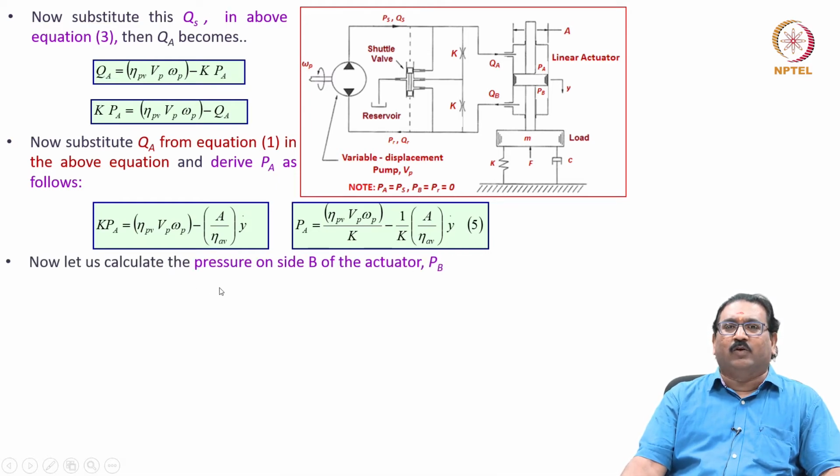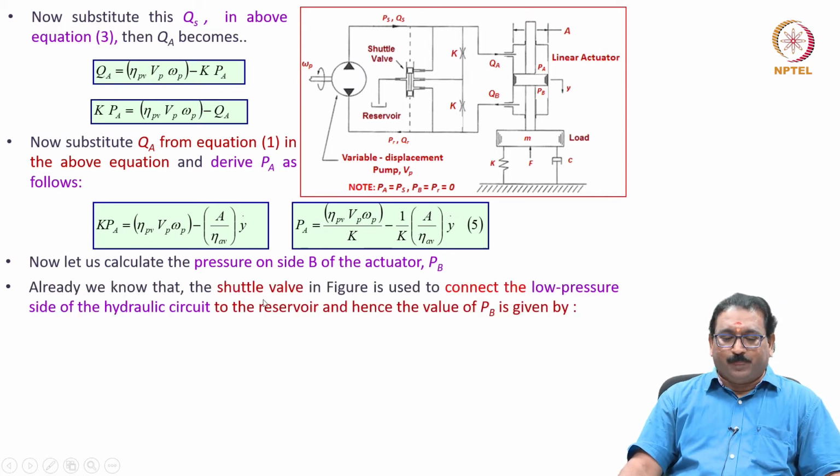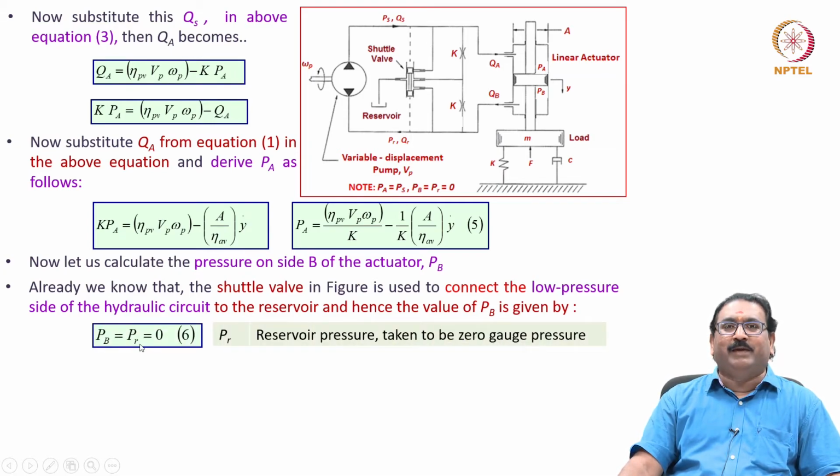Now let us calculate the pressure on side B, known as PB. Already we know that the shuttle valve in the figure is used to connect the low pressure side of the hydraulic circuit to the reservoir, and hence the value of PB is given by PB equals PR, that is equal to 0. PR is the reservoir pressure, taken as the 0 gauge pressure.